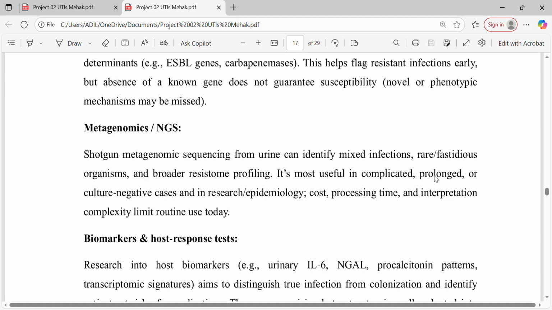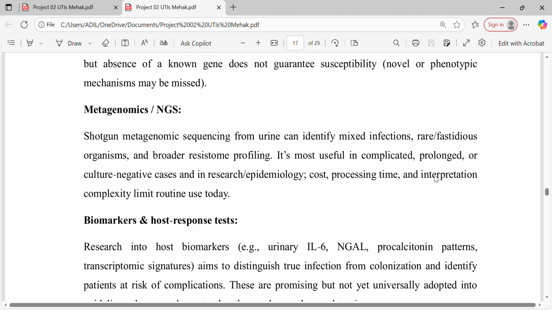Metagenomic NGS. Shotgun metagenomic sequencing from urine can identify mixed infections, rare fastidious organisms, and provide broader resistome profiling. It's most useful in complicated, prolonged, or culture-negative cases and in research epidemiology. Cost, processing time, and interpretation complexity limit routine use today.